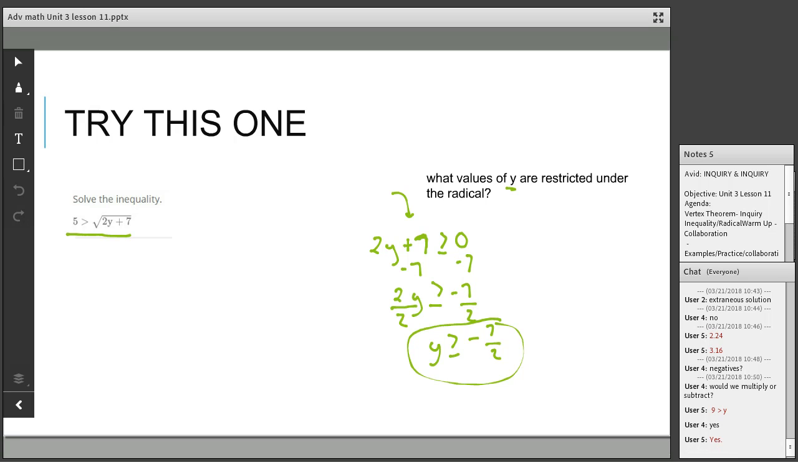Let's go ahead and solve this one using our regular techniques. We're going to square both sides, which cancels out the square root sign. We're going to put 5 squared, which is 25, greater than 2y plus 7. Go ahead and solve that inequality for y and see what you get.